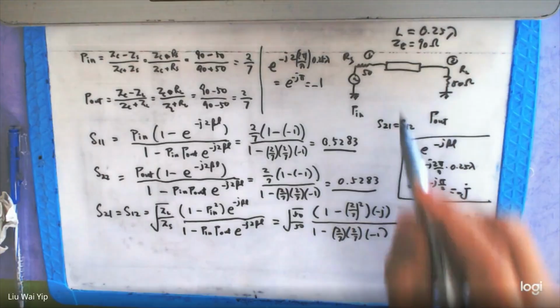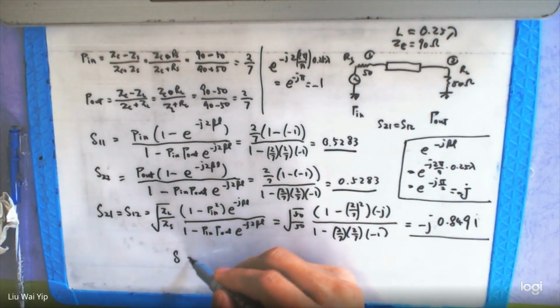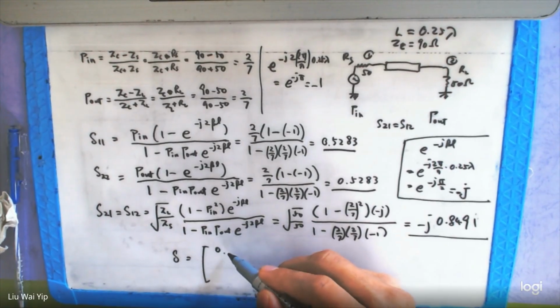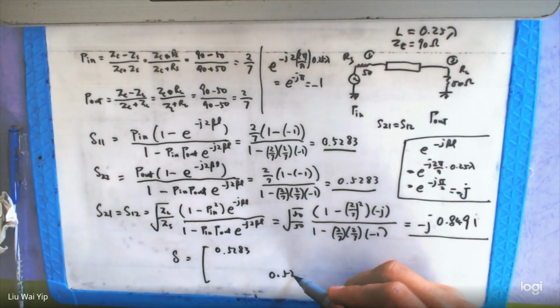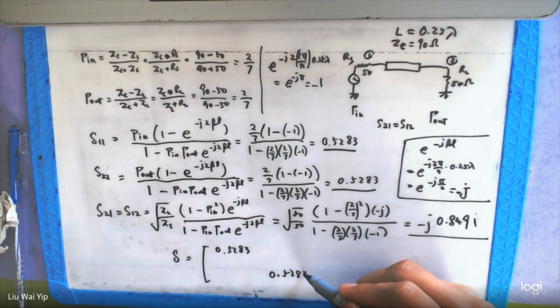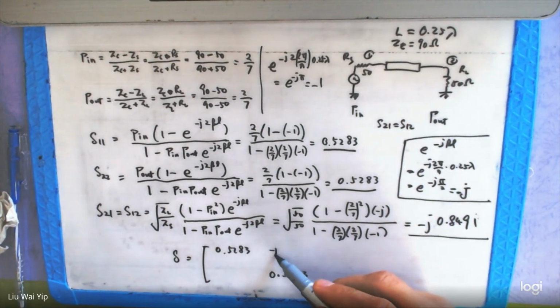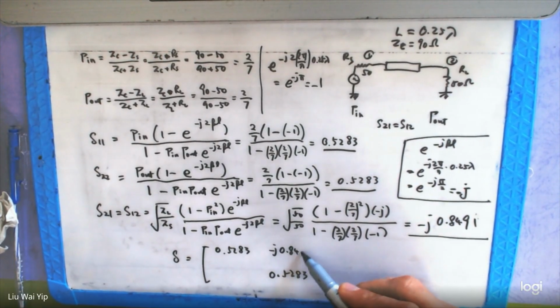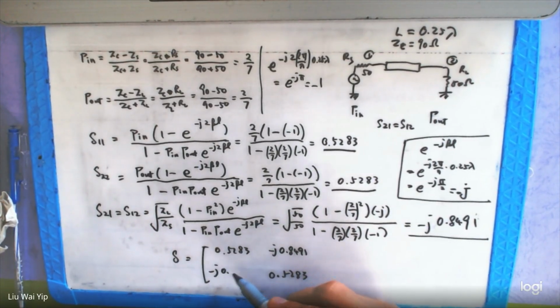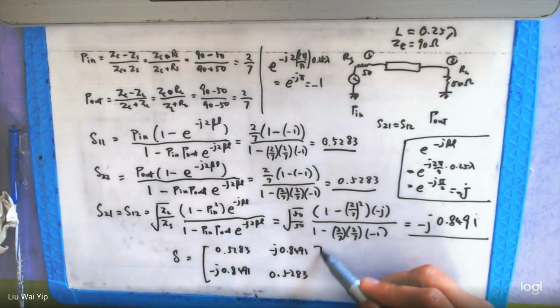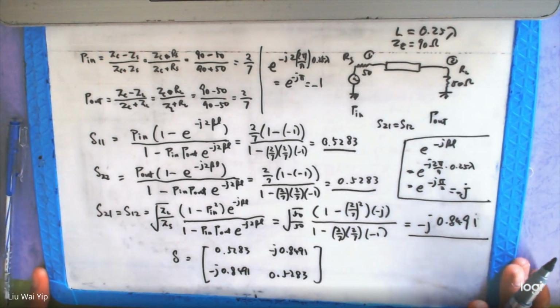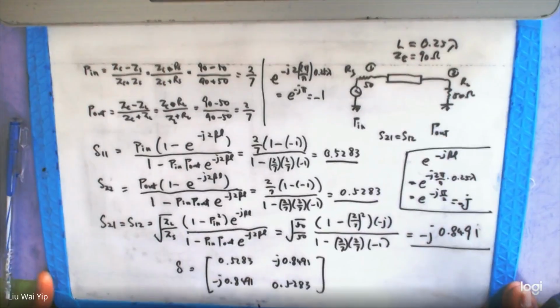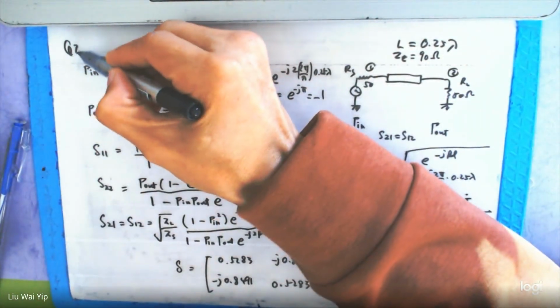The S parameter for this box here is 0.2583, 0.5283, and here minus j 0.8491. Okay, so this is the answer of the question. This is the homework part 1.